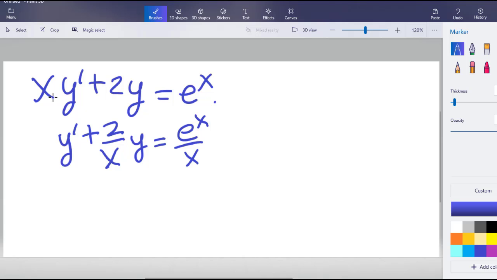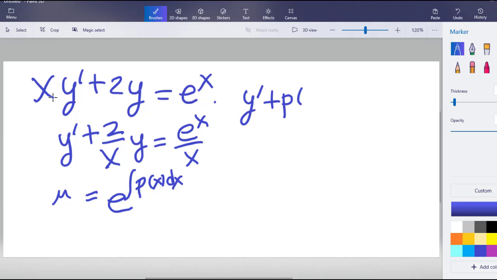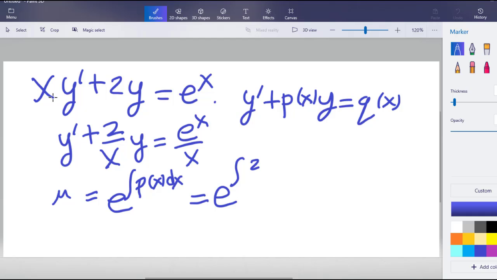Now we need to calculate the integrating factor mu. Mu is e to the integral of p of x dx. The general standard form is y prime plus p of x y equals q of x. So in this particular problem, p of x is 2 divided by x. And so we end up with e to the power of the integral of 2 divided by x dx.